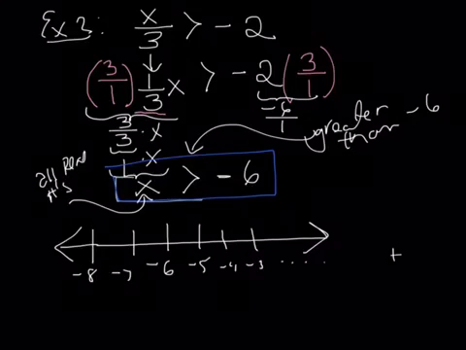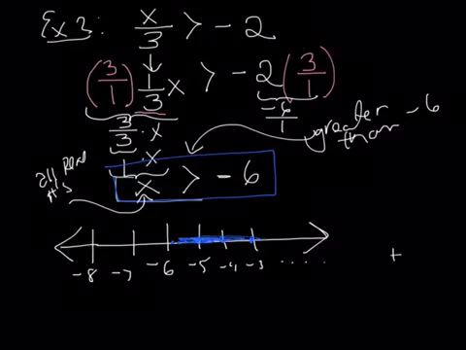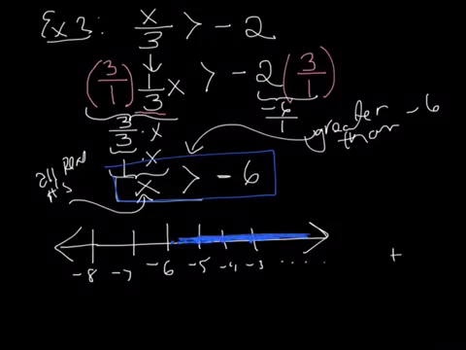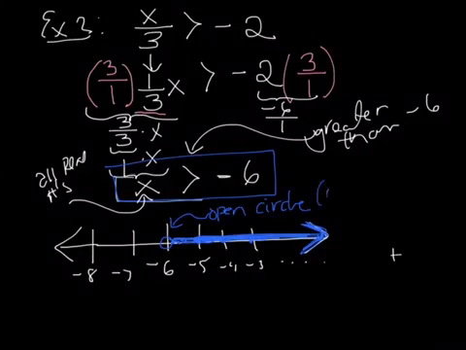Well, it's all the numbers basically to the right. -5 is greater than -6. -4, -3, even -5.999998. All these numbers are the solutions. All these are greater than -6, and since it's not included, this is an open circle. So open circle, so not included.